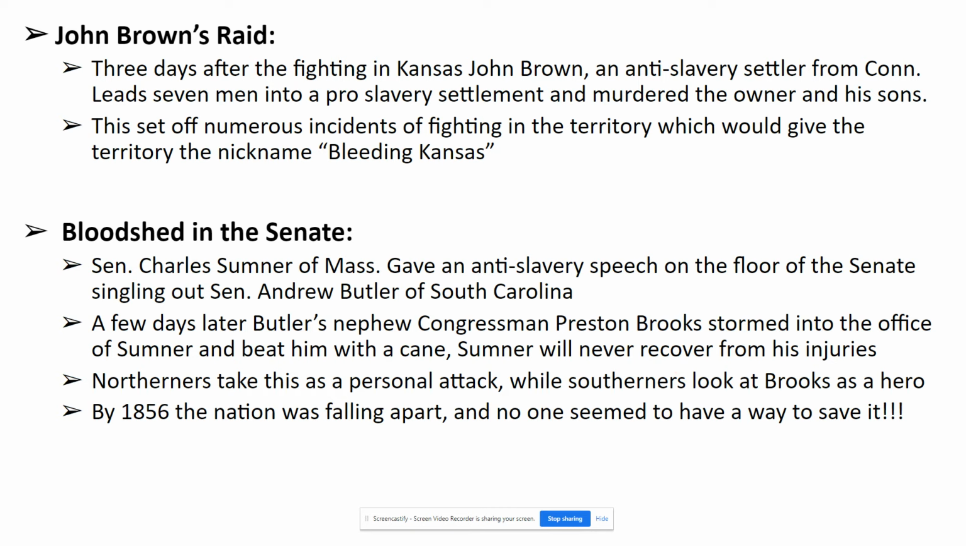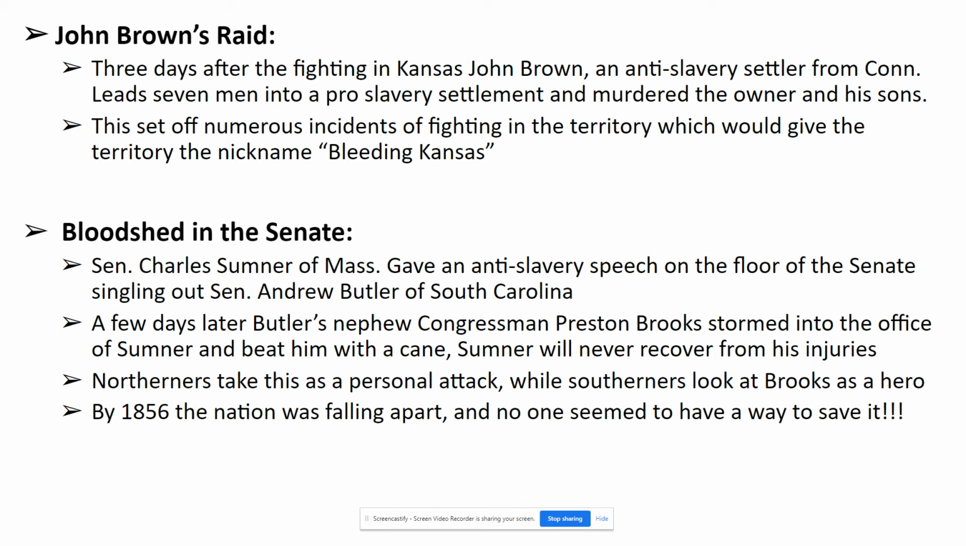By 1856, the country is literally falling apart. There's a presidential election. Fighting breaks out in Kansas. You have John Brown's raid. John Brown is an anti-slavery abolitionist from Connecticut who leads 7 men into a slave settlement. They murder the owners. They murder the sons. They free the slaves. It just adds to the whole concept of Bleeding Kansas. It is a mess. The country is literally falling apart by 1856.